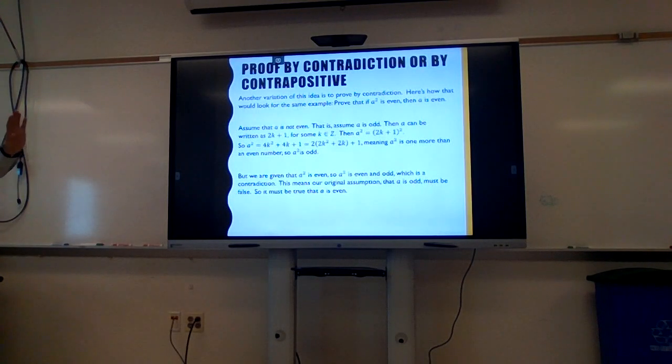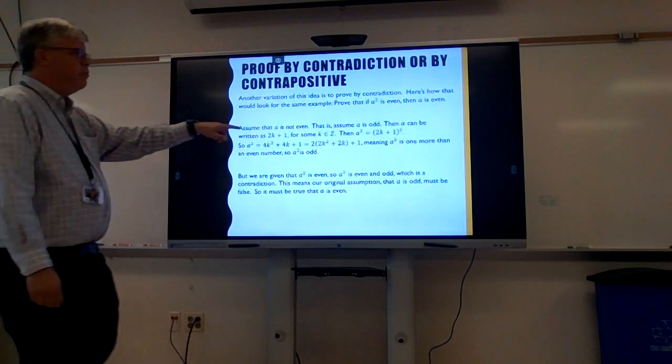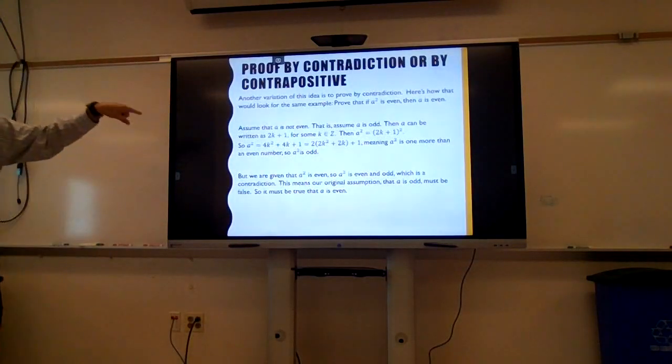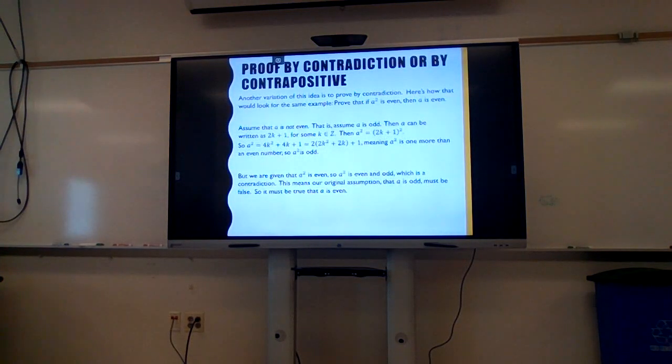All right, so let's start here with this. This is the one we're trying to prove: that if a squared is even, then a is even. On the previous slide, I proved this using the contrapositive, okay? The contrapositive method and the contradiction method are both under the umbrella of indirect proofs as opposed to direct proofs.